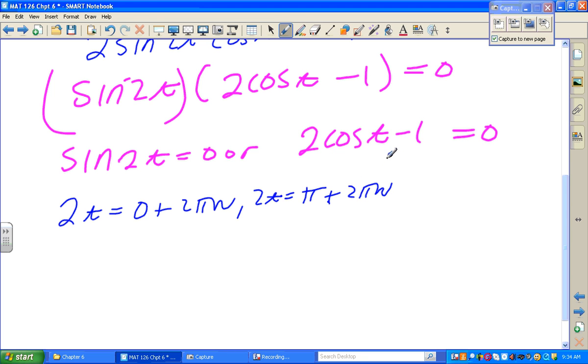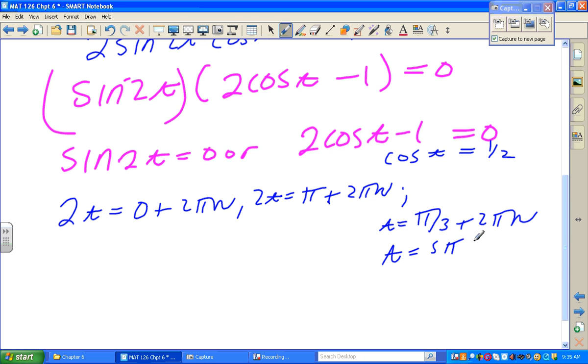And what about when cosine of t equals 1/2? Which ones are those going to be? What angle makes the ratio equal to 1/2 for cosine? Pi over 3. Pi over 3, very good, plus 2 pi n. And 5 pi over 3 plus 2 pi n. That comes from those two.